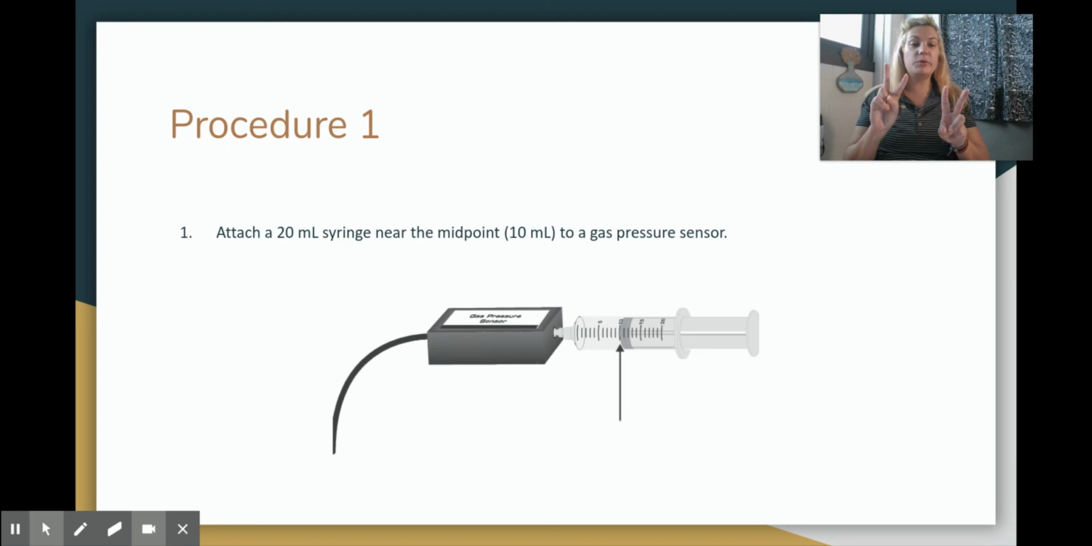Okay, so there's two different procedures. Since we're doing pressure and volume, that's procedure one. And then pressure and temperature, that's going to be procedure two. So you're going to have two different procedures in addition to two different data tables.